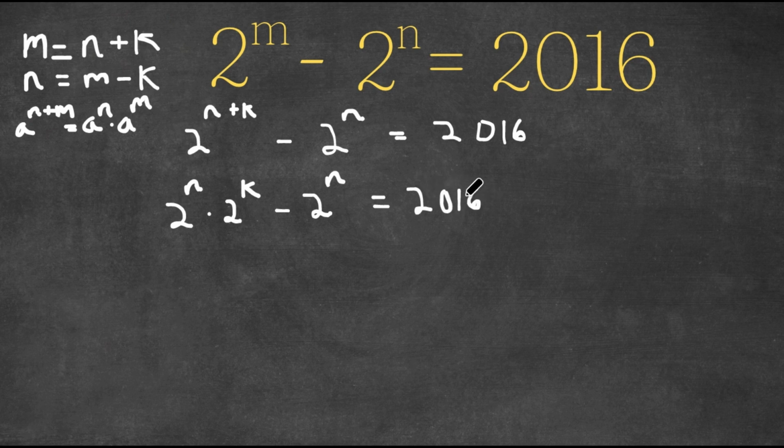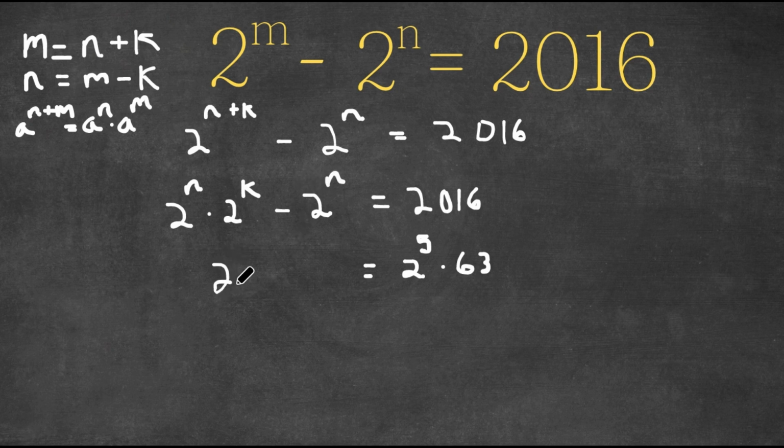So now I'm going to rewrite 2016 as 2 to the power of 5 times 63. And this is still equal to, what I'm going to do is factor out 2 to the power of n from this.